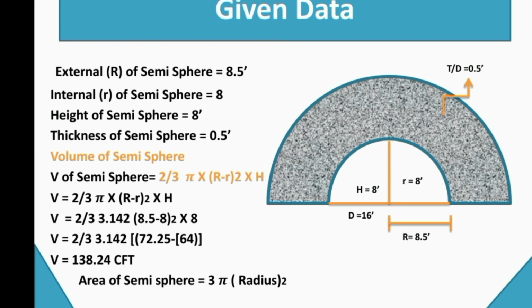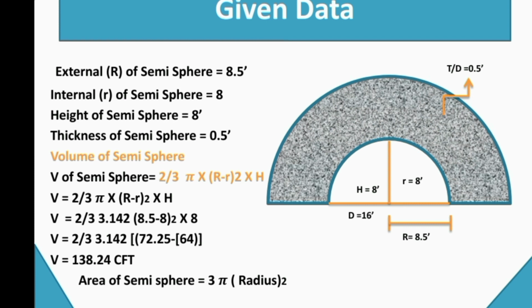Viewers, we can discuss the values before. You can see I put in the values here. Now viewers, the volume of the slab is equal to 2/3 multiplied by pi multiplied by (R² minus r²) multiplied by height. That is the formula of the semi-sphere.